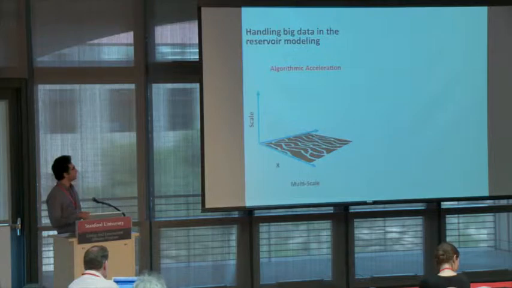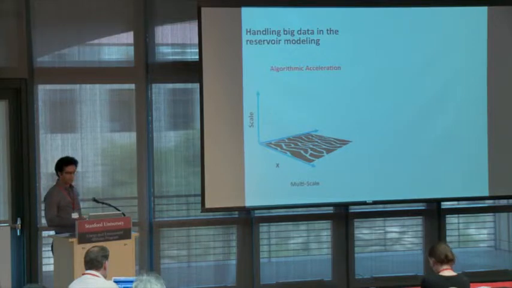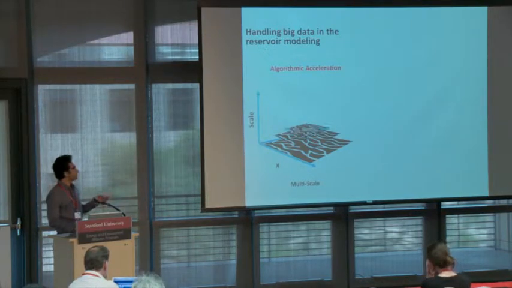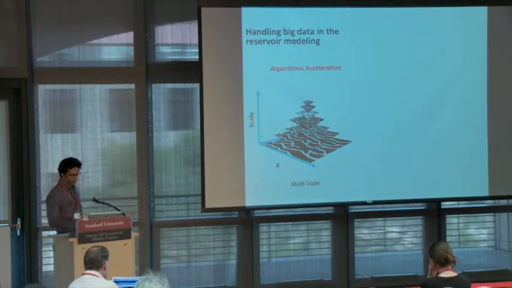In the algorithmic acceleration, we believe that it's not really necessary that we deal with this very large training image, because we can actually reduce the size of this training image and this data into a smaller version. And instead of working with this large data, for instance, we can just work with this smaller training image and handle the computational time that we have.